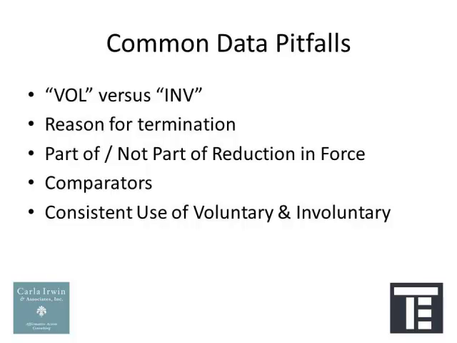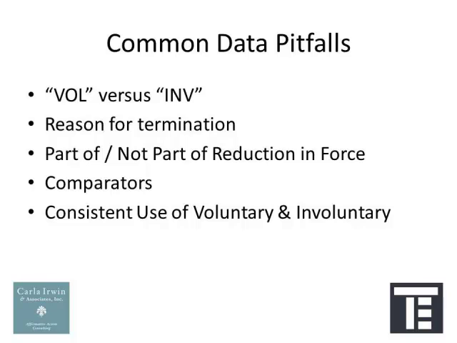Theoretically, you could make an argument either way, but whichever way you choose, you need to make sure that you're consistently using that code. If you're going to code it as voluntary, then everybody who takes the incentive package as part of that reduction needs to be coded the same way.